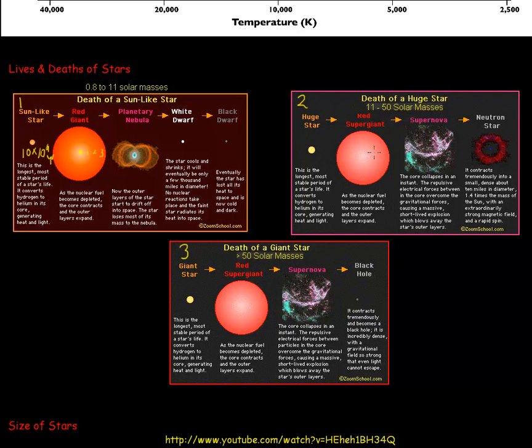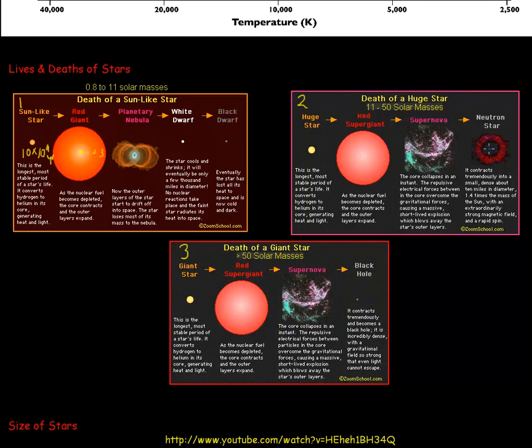It'll start fusing a lot more heavy elements. You may get iron, gold, magnesium, manganese, even other things. And then this one will go through its explosion. We call those supernova, and what's left after a supernova of a solar mass of 11 to 50 is what's called a neutron star. Neutron stars, very dense.